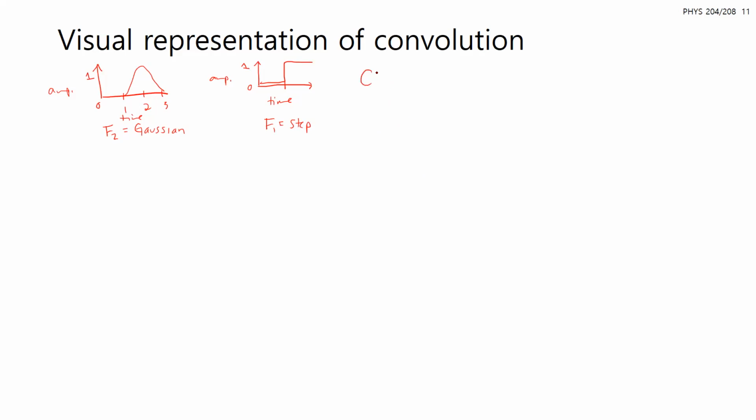So we can write this out in the integral form that I showed on the previous slide. We're going to convolve a step function with a Gaussian function, which is going to be the integral over all space, or all time, that dummy variable time. So that's how we'll write it out.